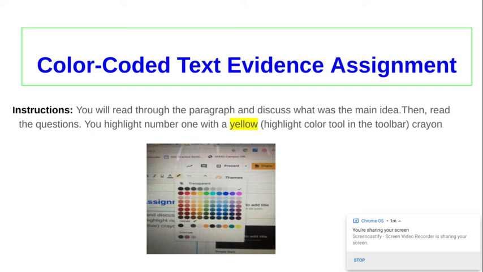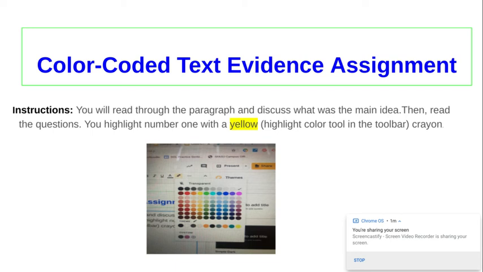So in today's assignment, you will read through the paragraph that is found on slide 3 and discuss what was the main idea. Now, this is called a turn and talk activity. Take a moment and turn and talk to either a family member, a pet, or you can talk to a friend. But remember, we are social distancing. So take a moment and identify what the main idea is of the reading passage on slide 3. Then you will read the questions.